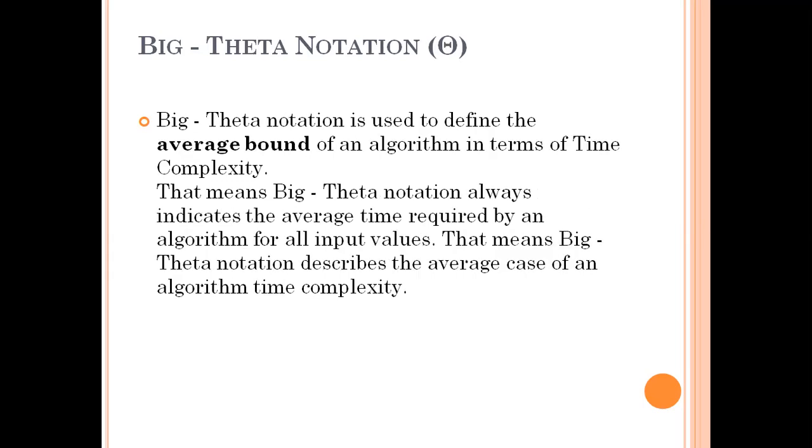Second notation is the big theta notation. Big theta notation is used to define the average bound of an algorithm in terms of time complexity. That means big theta notation always indicates the average time required by an algorithm for all input values. That means big theta notation describes the average case of an algorithm time complexity. So बिग थीटा नोटेशन आपको कब use करना है कि जब आपको प्रोग्राम execute करने के लिए average time required है. Okay, so it indicates the average case time complexity.